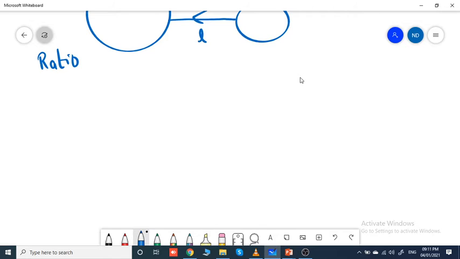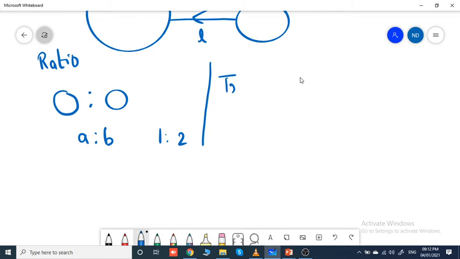Ratio means there is one symbol, here one number or any element, and here one element. There are two elements like this, right? So let's say A is to B, 1:2, like that. This is the ratio. For getting this ratio you need two values. Now, what I ask you is to find the trigonometric ratios.